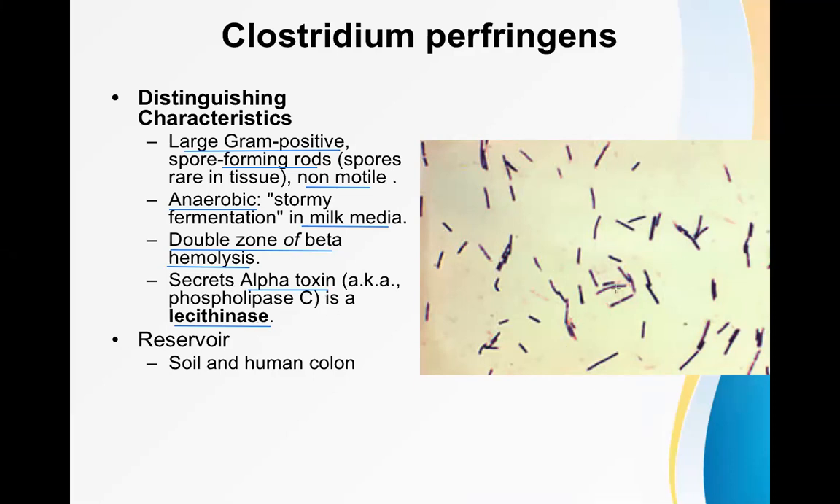Now you can see these are gram-positive organisms. Gram-positive bacilli look like this, purple colored. They are rod-shaped, which is why they are called bacilli. The reservoir of Clostridium perfringens is soil and the human colon. Even in the human colon they are present, but they do not usually cause any disease there.